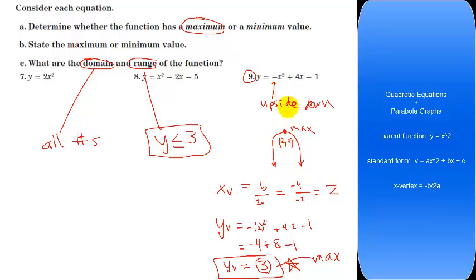So max and mins, domains and ranges, all are related to parabolas. The domain should always be all real numbers though, because you can always go to the left and you can always go to the right. You just have a limit on whether you go up or down, depending on whether the parabola opens up or opens down.